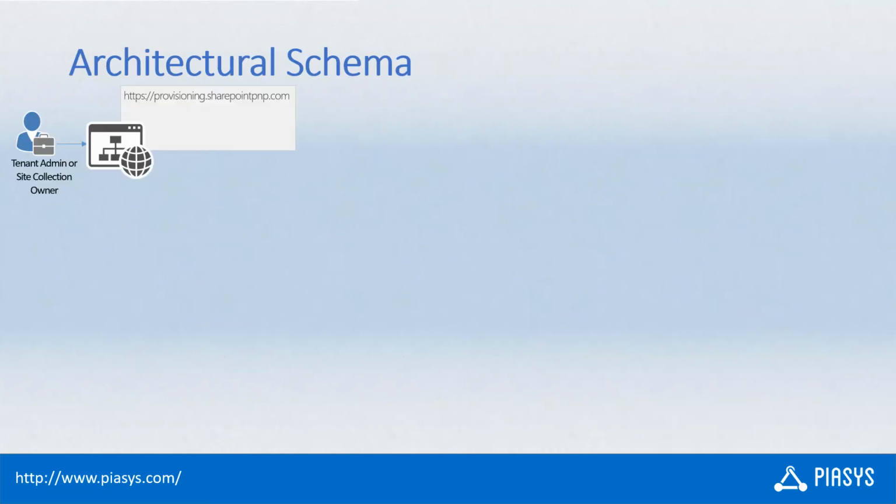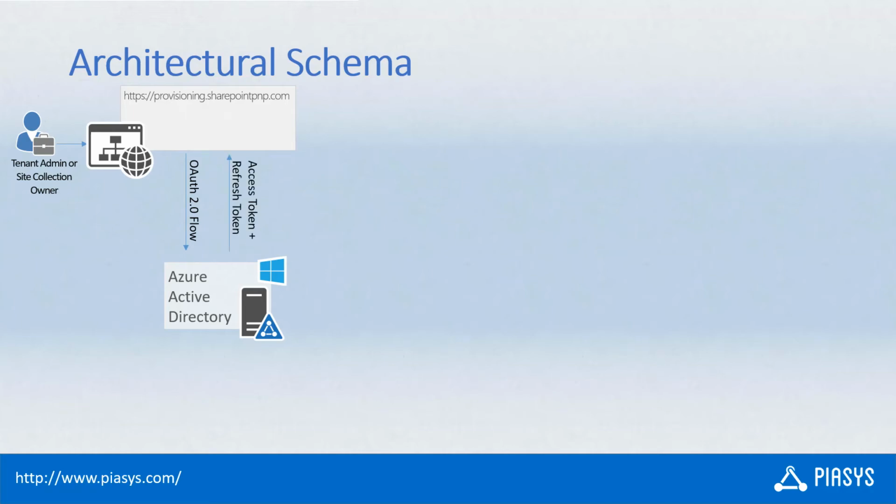So, first of all, we have the provisioning website, which is https://provisioning.sharepointpnp.com. When you log into that site, either using a tenant admin or a site collection admin account, and right now we only support tenant admin accounts for provisioning tenant-wide level packages and templates, you log in, and through Azure Active Directory, we use the OAuth flow and the OpenID Connect flow to authenticate your user account and to get the access token and the refresh token of your account in order to be able to access the Microsoft Graph and the SharePoint REST APIs.